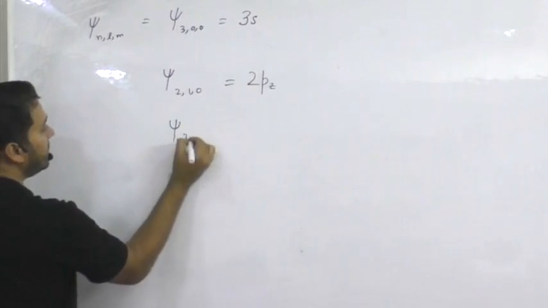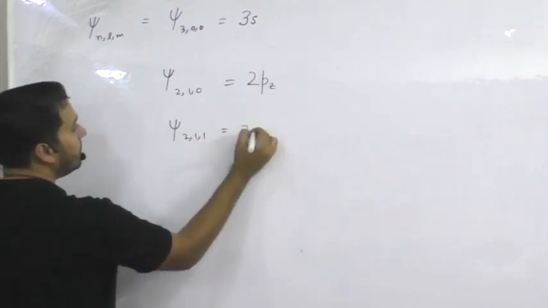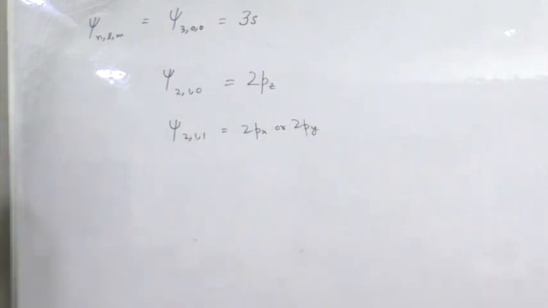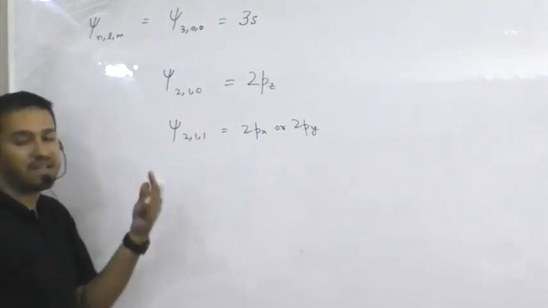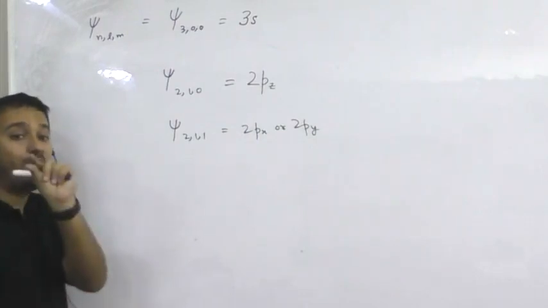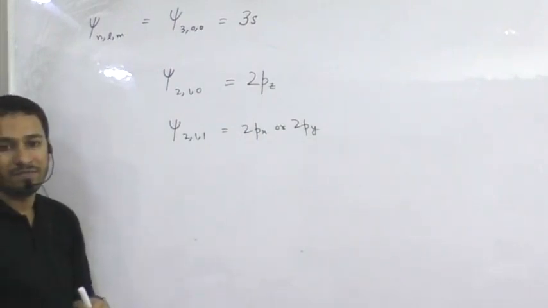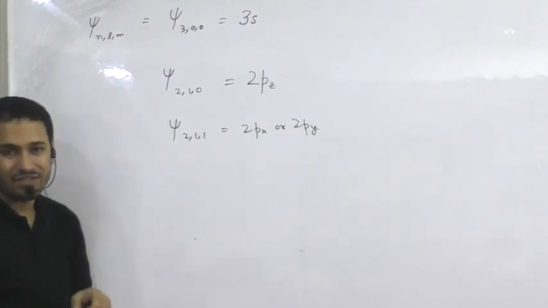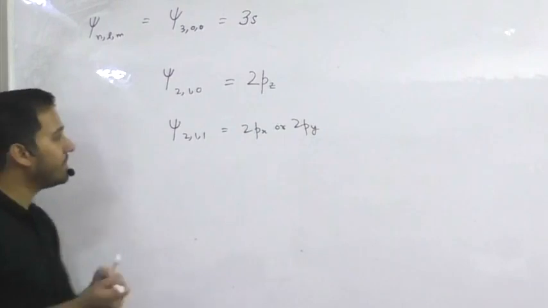Suppose my question was psi 211. Then it could mean 2px or it could also mean 2py. Because for +1, we use px and py interchangeably, but m equal to 0 is reserved for z square, is reserved for pz. Okay?